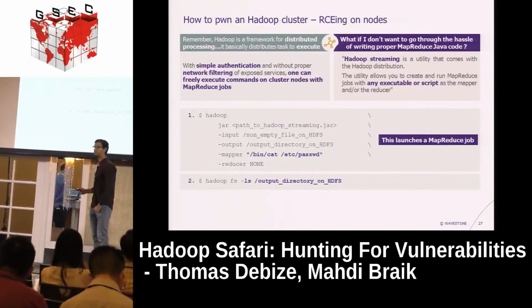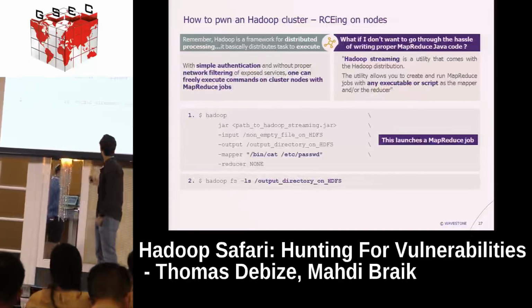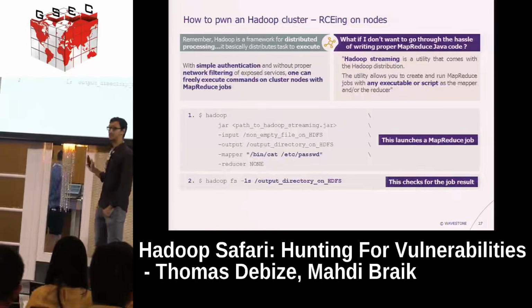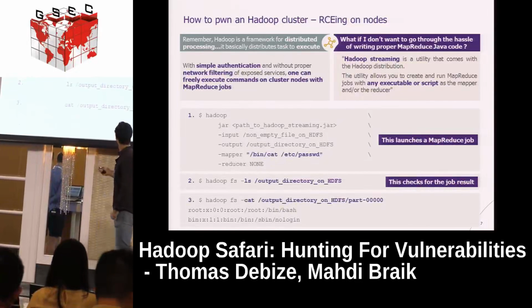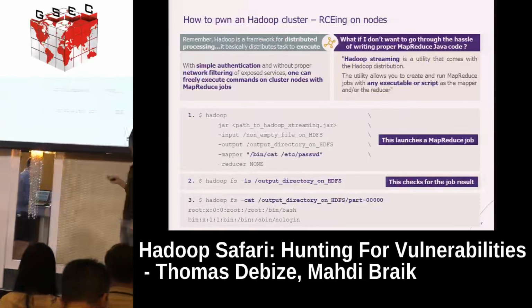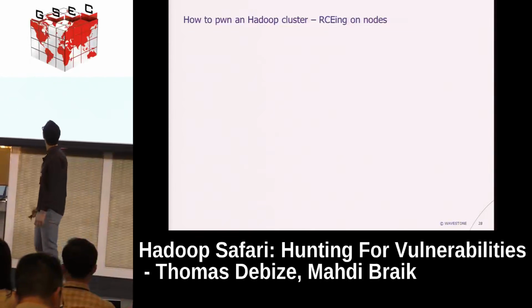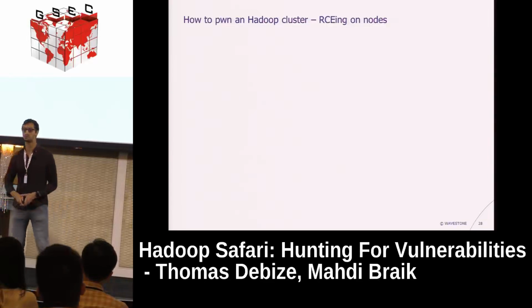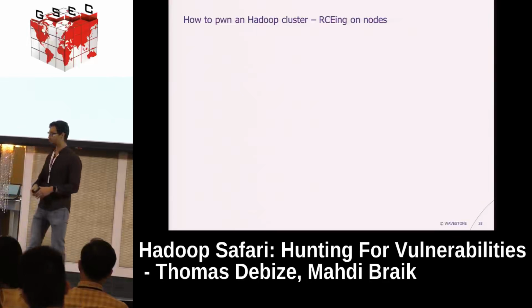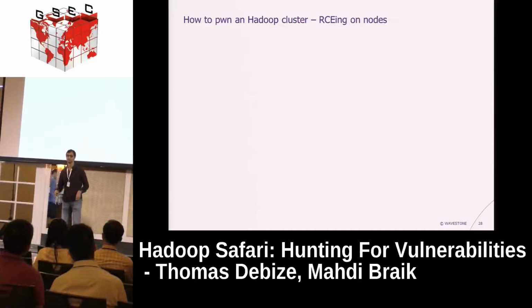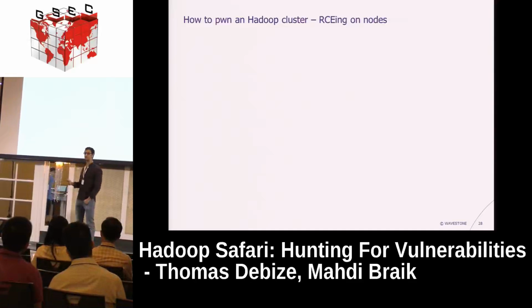So this launches the MapReduce job. This is the command used in order to check if the job was successfully performed. You just check the output, and then you can just cat the output file, like on Unix or Linux, and retrieve your data. Okay, so that's cool. We can execute some code, but we want to perform this more easily, because like we said, there are three steps.